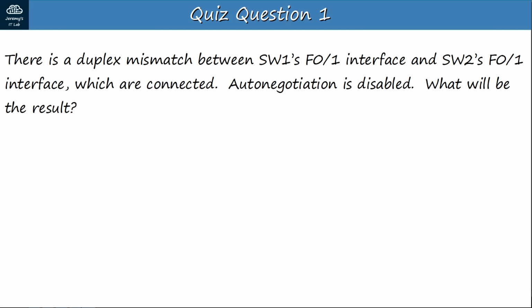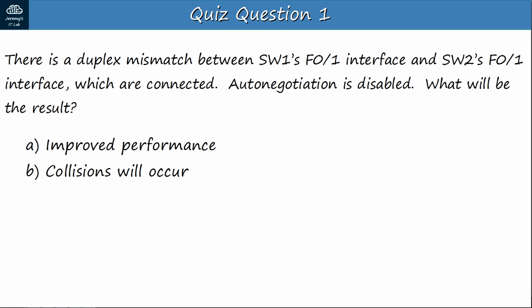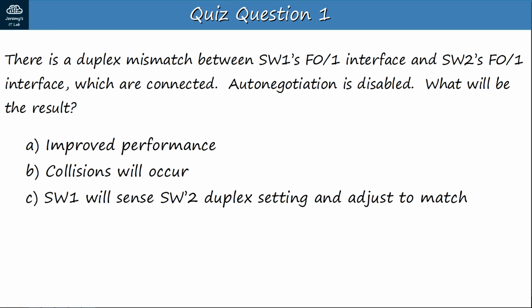There is a duplex mismatch between switch 1's F01 interface and switch 2's F01 interface, which are connected. Auto negotiation is disabled. What will be the result? A. Improved performance. B. Collisions will occur. Or C. Switch 1 will sense switch 2's duplex setting and adjust to match. Pause the video to think about your answer.